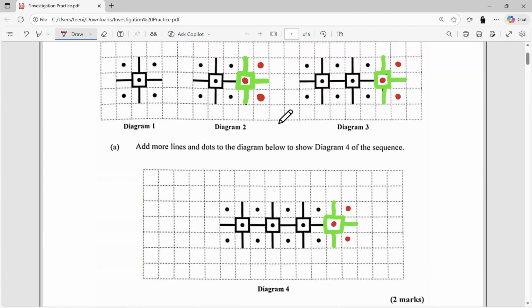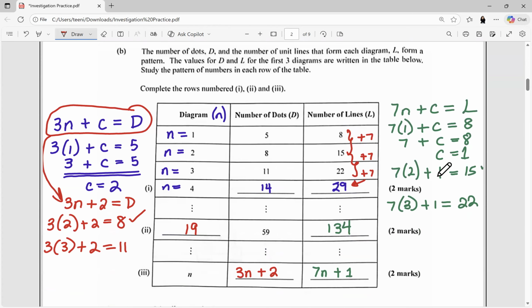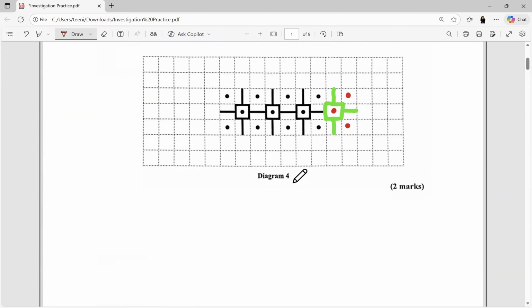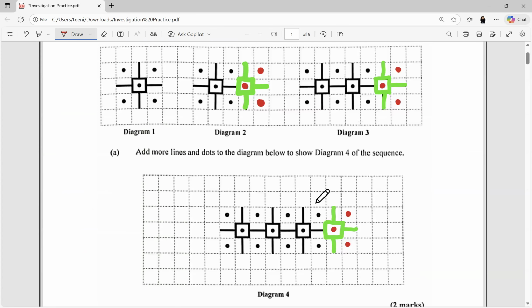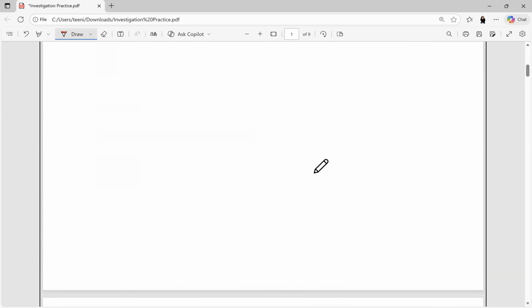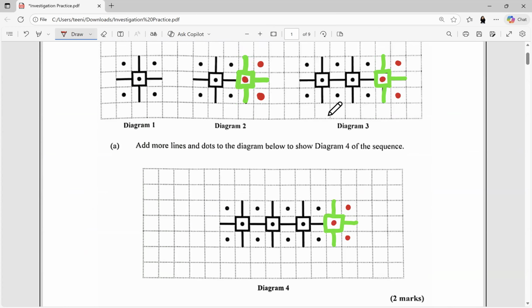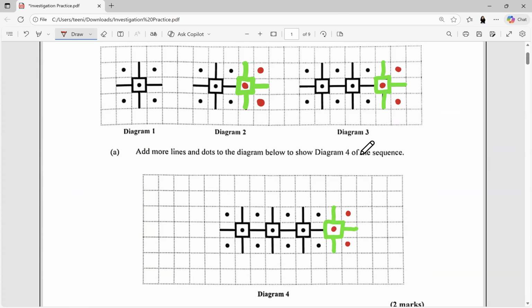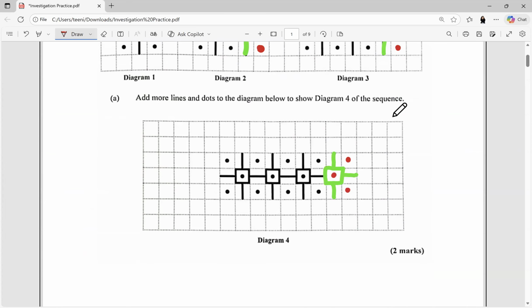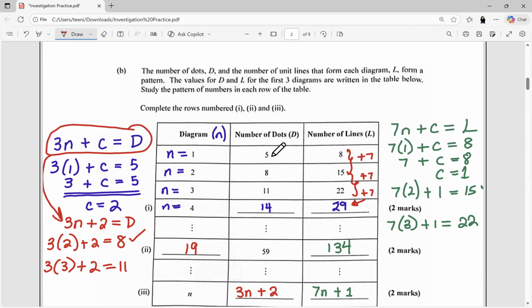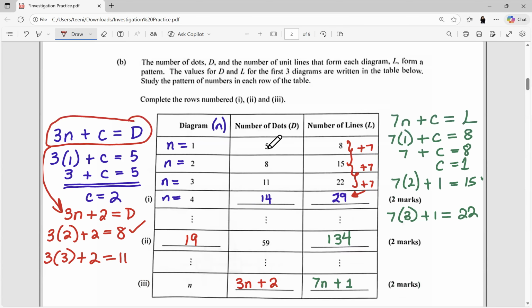Now, exactly what we did here is what we have to do in the table, right? So we would have to fill in the total number of dots and the total number of lines in the fourth diagram. You could go back to your diagram and literally count the number of lines, right? Or you can just use the table given what we just discovered and work it out, because you know that in each new diagram you're adding 7 lines.